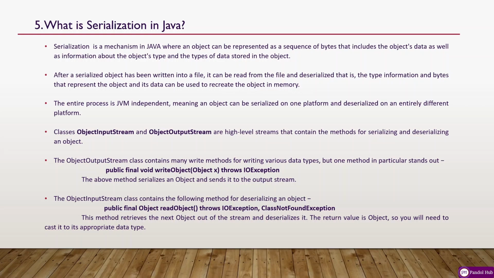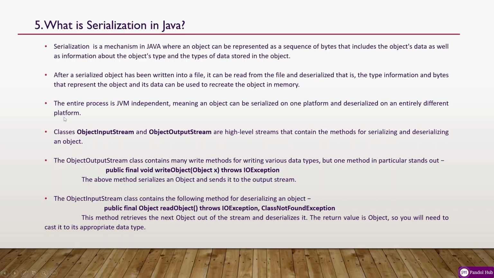So the object is being serialized into a file. After the object is serialized, how does deserializing happen? During the serialization process, it considers what type of object it is and what types of data are stored in the object. Based on that information, the same data is deserialized and the object is restored in the form where it was. The entire process is JVM independent, meaning an object can be serialized on one platform and deserialized on an entirely different platform. So it is JVM independent, in the sense that it is platform independent.